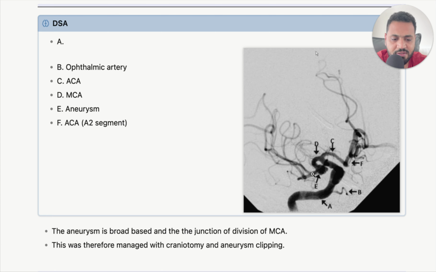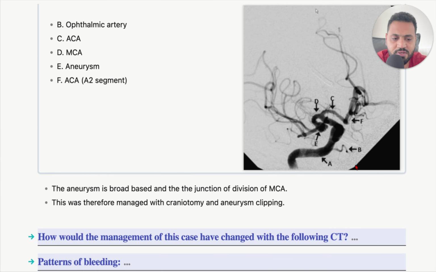The middle cerebral artery divides into the superior division and the inferior division, and you can see the aneurysm is just at the junction of that division. And F on the other side is the continuation of the ACA, or anterior cerebral artery.